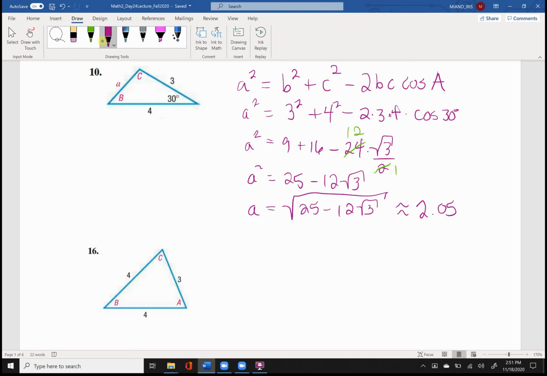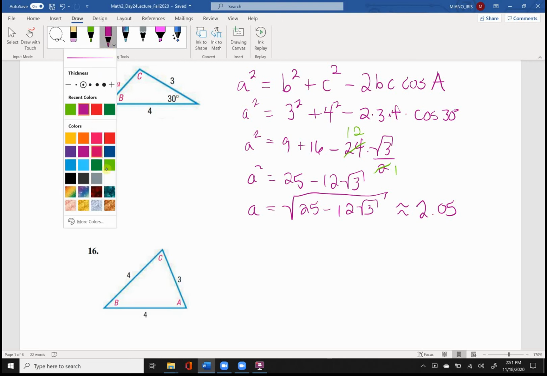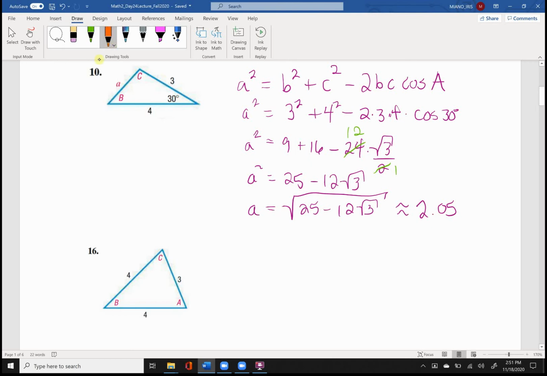So again, I'm just going to use a different version. I'm going to change up the color just to make it super clear that I'm doing a different calculation here. I'm going to use c squared equals a squared plus b squared minus 2ab cosine c. Okay, so I don't know what C is, but I know what all these other things are.